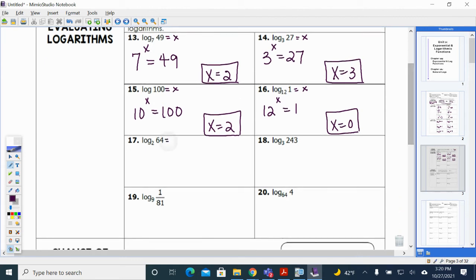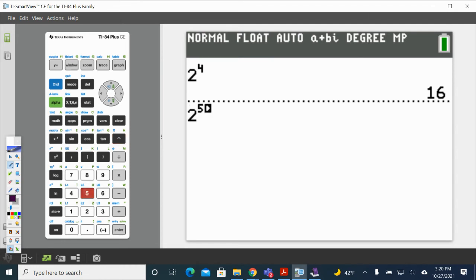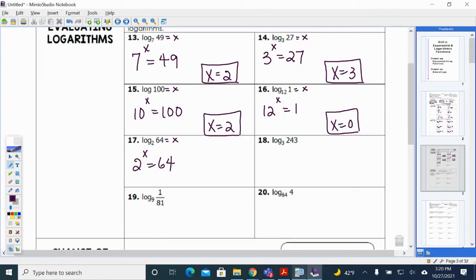On number 17, 2 to what power is 64? Now this one's a little more complicated. 2 to what power is 64? Well, 2 to the fourth power is 16. 2 to the fifth power is 32. So 2 to the sixth power is 64. So x equals 6. Again, that's just using mental math.